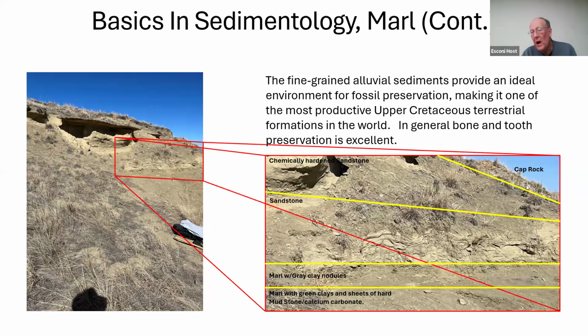We do have a cap rock. Working your way down, you run into the chemically hard sandstones. Then you start getting into softer sandstones, and the further you go down in the sandstones, you start running into nodules of clays to shales and mudstones. The further down you go, the marl changes. You get gray clays, and then further down you run into gray clays and a very hard greenish clay.